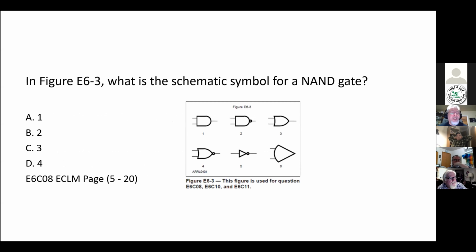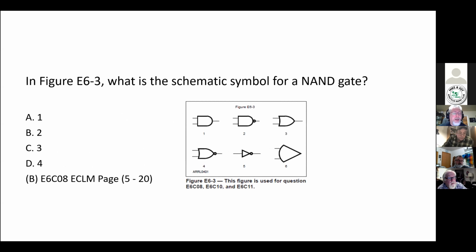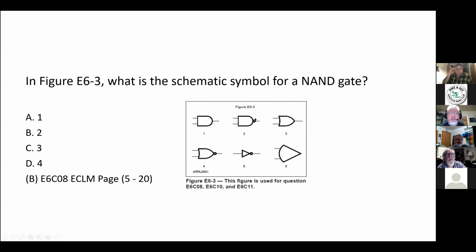In figure E6-3, what is the schematic symbol for a NAND or a negative AND gate? A, number 1, B, number 2, C, number 3, or D, number 4? Bravo is correct. And there's the NAND, or the negator, and there's the AND. So, yep.